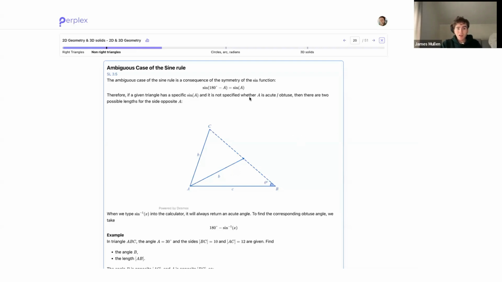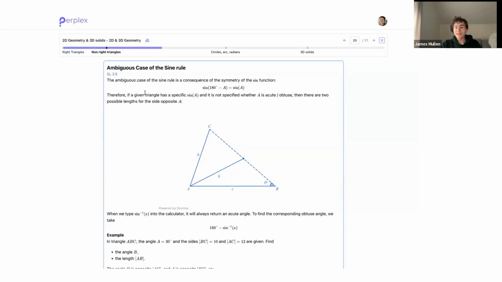Basically, and we'll talk about this more when we talk about the unit circle on Friday, sine of 180 degrees minus an angle is the same as sine of that angle. You can check that with your calculator if you want. Plug in any angle, and then plug in sine of 180 degrees minus that angle, and you'll get the same as sine of the angle.